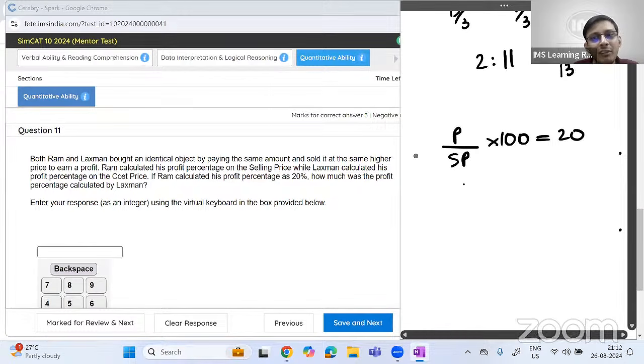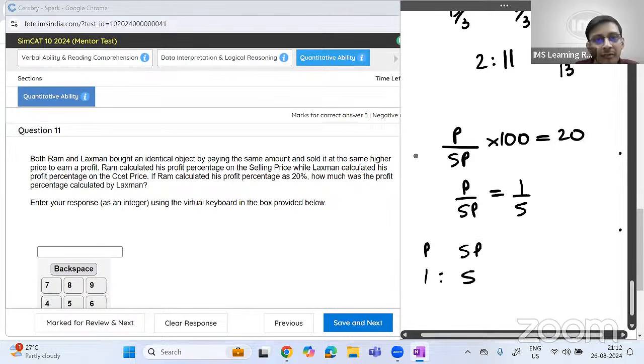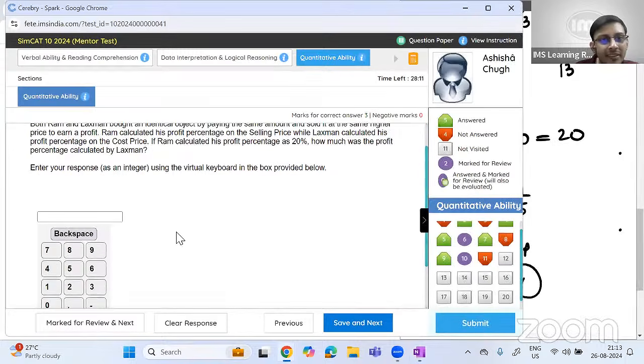So we will get profit by selling price 20 by 100, 1 by 5. Okay, we have the ratio of profit and selling price 1:5. And therefore, we can now find cost price also in this ratio. Selling price minus profit, so cost price will be 4. Yeah. And how much profit by Lakshman? Lakshman on cost price. So profit of 1, cost price of 4, 25%.